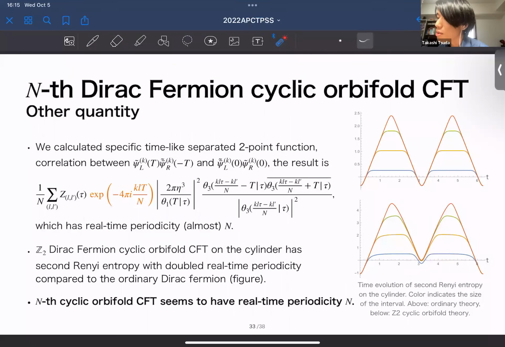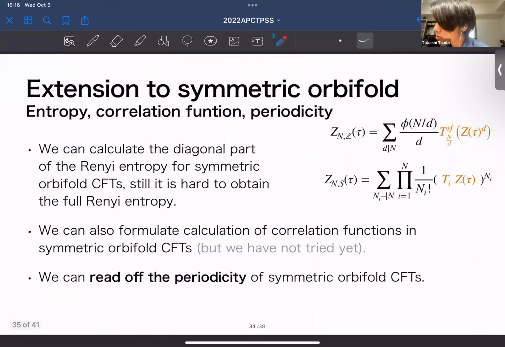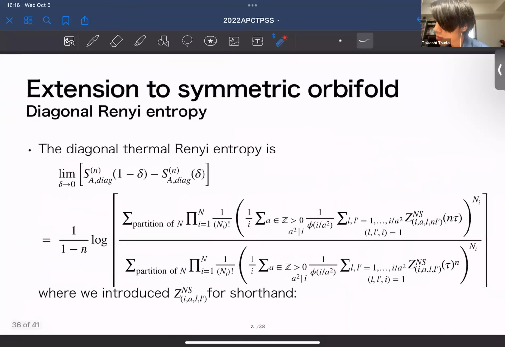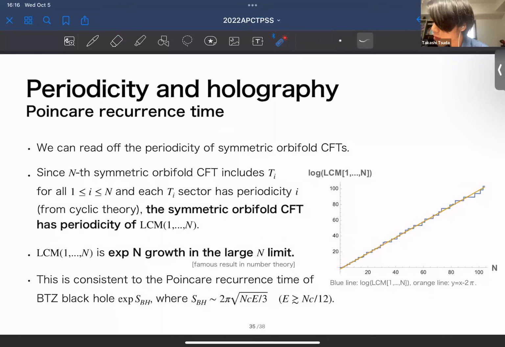We think that this periodicity holds for the higher point function case. We expect that the higher point function also has the same periodicity, and so we consider this to be the periodicity of the theory. Okay, thanks. Thank you for asking.